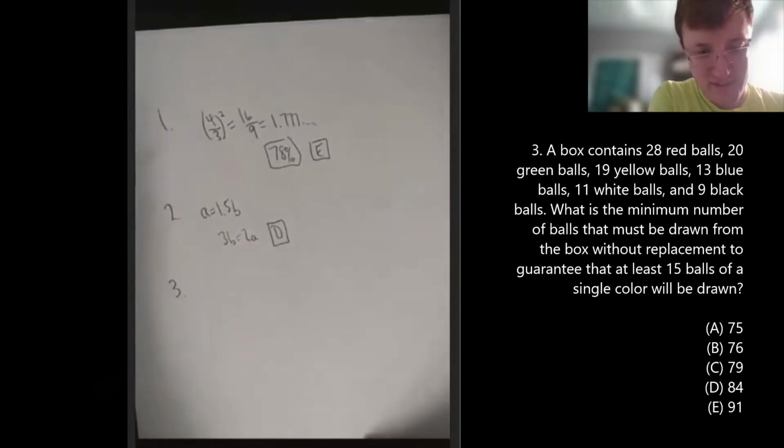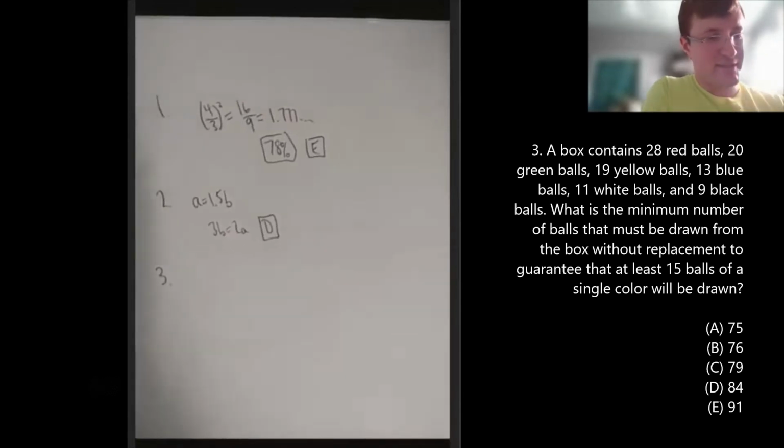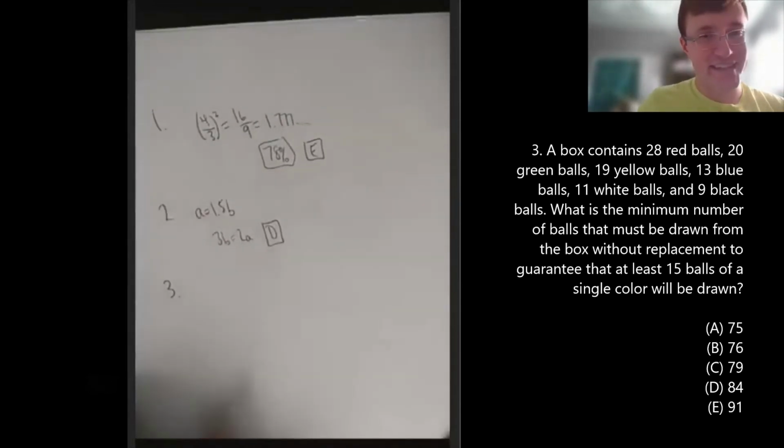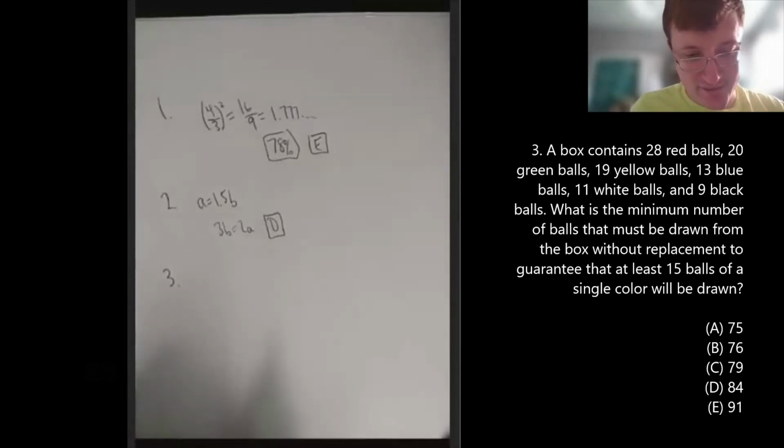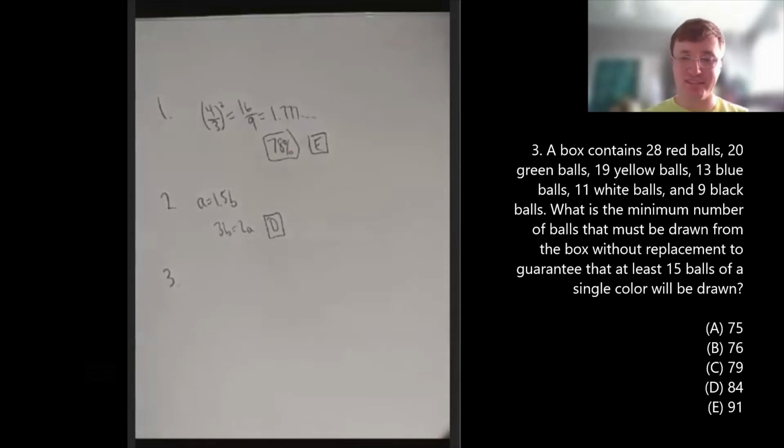Number 3. Okay, now I'm gonna actually have to do some work here. Okay, so a box contains 28 red balls, 20 green balls, 19 yellow, 13 blue, 11 white, and 9 black. What is the minimum number of balls that have to be drawn without replacement to guarantee that at least 15 balls of a single color will be drawn?